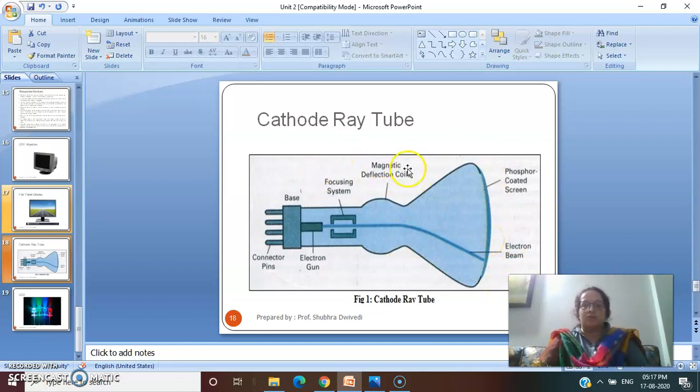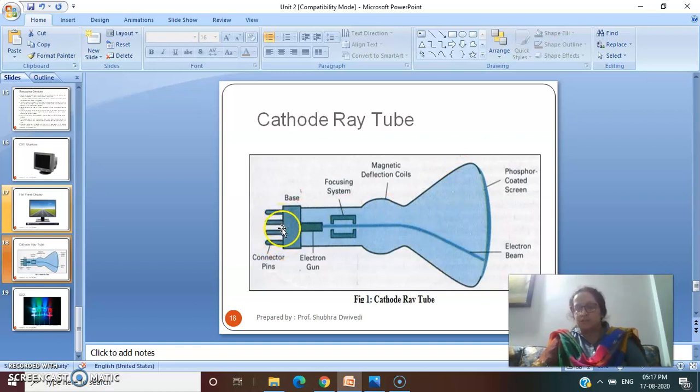Now what is the functionality of these magnetic deflection coils? Basically they will help give the power supply over here. These all are positively charged. They will give the positive charge to the electrons so that they do not repel each other.